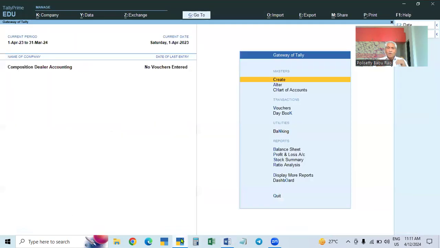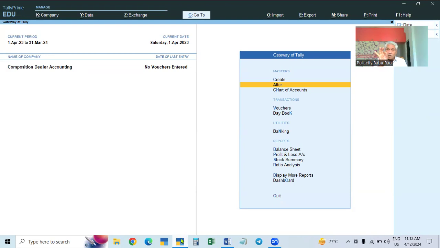Then to record the transactions, we require ledgers. We sell and purchase goods, so we need a sales account, purchase ledger, and sales ledger. We purchase from suppliers, who are called creditors, so sundry creditors. For sales, we sell to customers called debtors, so sundry debtors. Purchase account, sales account, all other expenses and incomes, everything you will create. And when the business is started, we introduce capital, so a capital account.